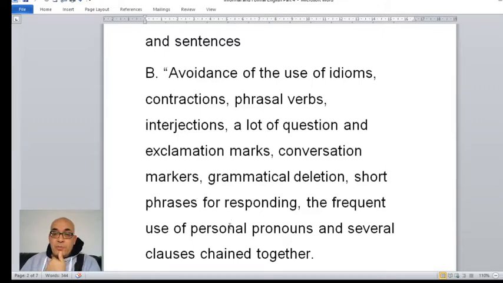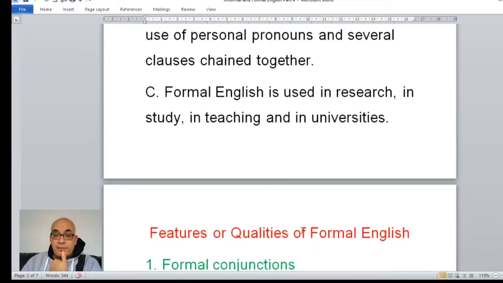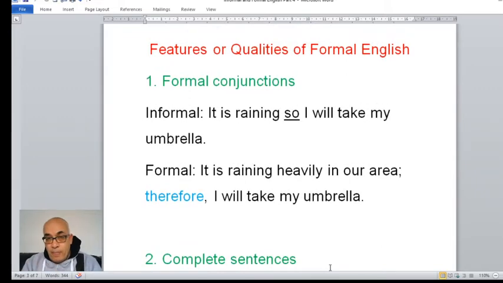Again, we don't use personal pronouns I and we in formal English. And several clauses, we don't put a lot of clauses joined together. And this is again the definition of formal English. Formal English is used in research, in study, in teaching, and in universities. Now, I am going to explain to you now, one by one. I gave you my own definition, my own understanding, my own explanation of formal English.